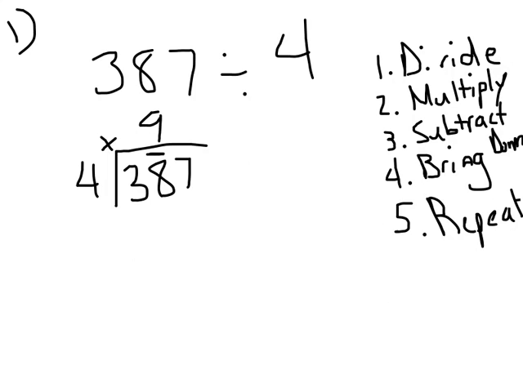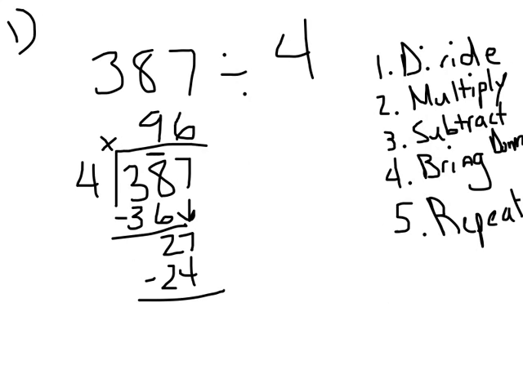What's 9 times 4? I multiply next. 9 times 4 is 36. Then I subtract. What's 38 minus 36? It's 2. Now I bring down. Now I can divide 27 divided by 4. How many times does 4 go into 27? 4 goes into 27 6 times. What's 6 times 4? It's 24. What's 27 minus 24? It's 3. So my answer is 96, remainder 3.